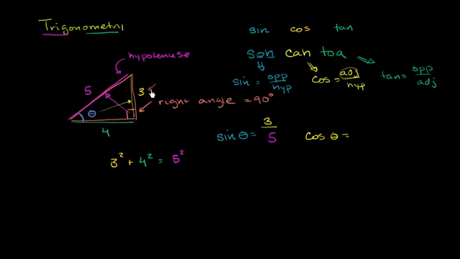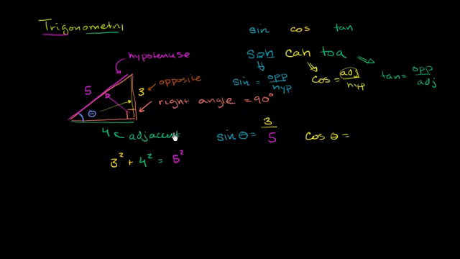We already figured out that the 3 was the opposite side. This is the opposite side, and only when we're talking about this angle. When you talk about this angle, this side is opposite to it. When you talk about this angle, this 4 side is adjacent to it. It's one of the sides that form the vertex here. So this right here is an adjacent side.